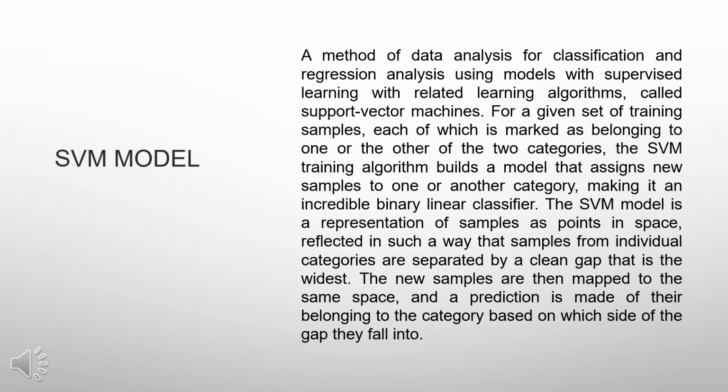The SVM model is a representation of samples as points in space, mapped in such a way that samples from individual categories are separated by a clear gap that is as wide as possible. The new samples are then mapped to the same space, and a prediction is made of their belonging to a category based on which side of the gap they fall into.